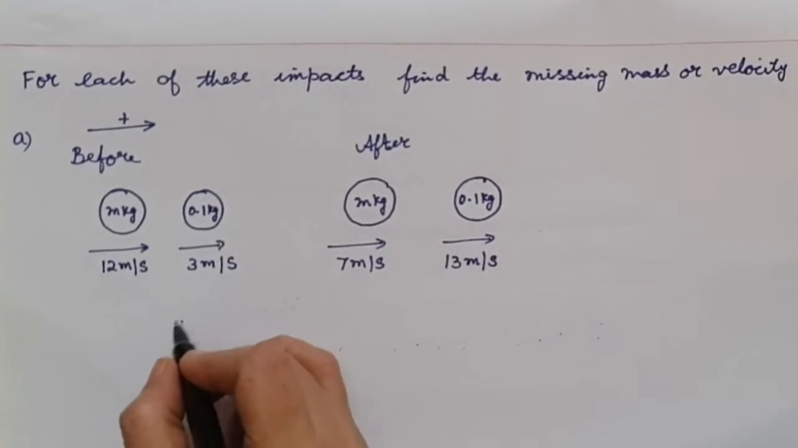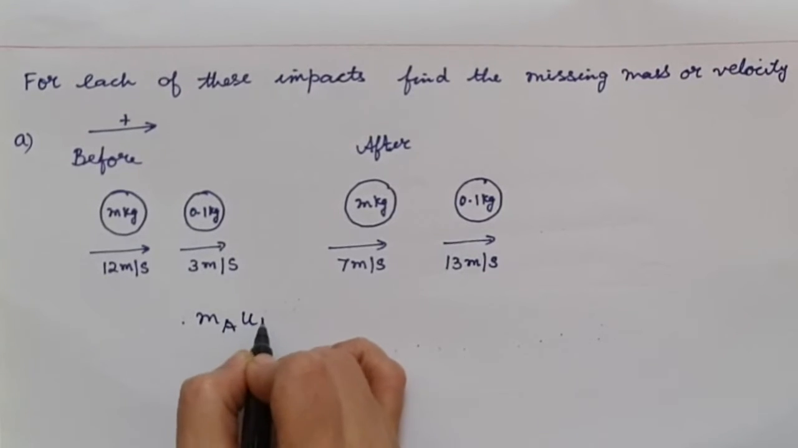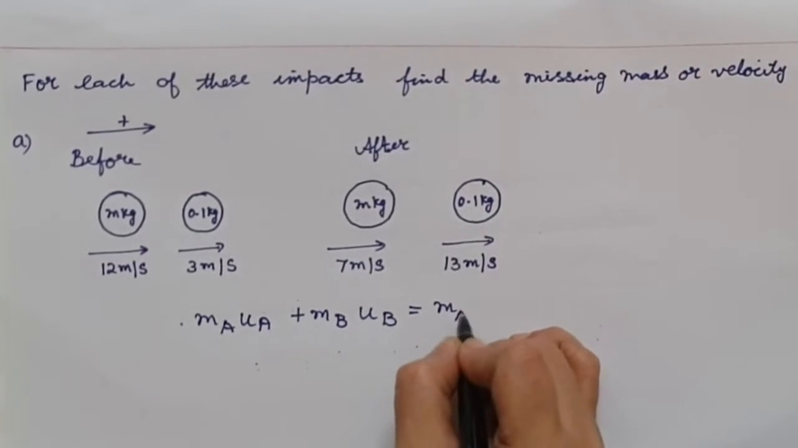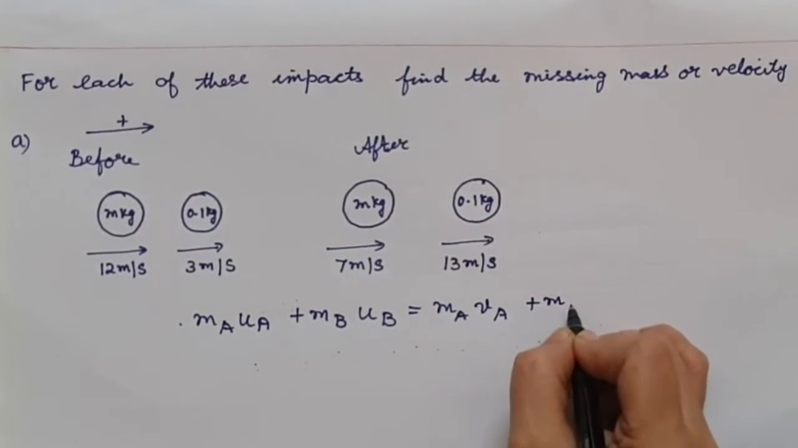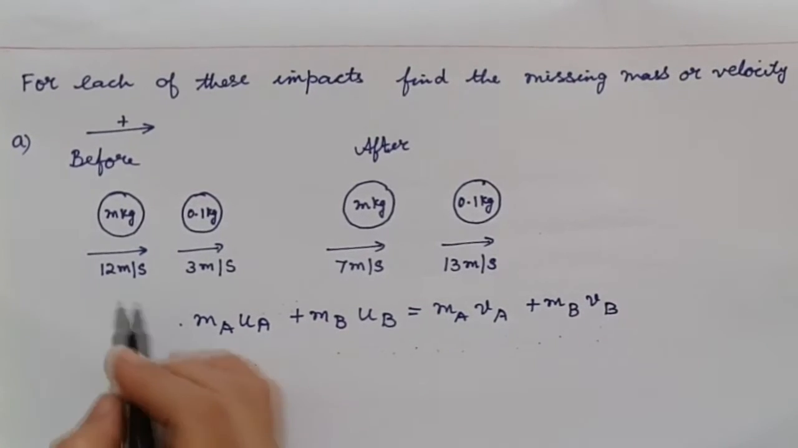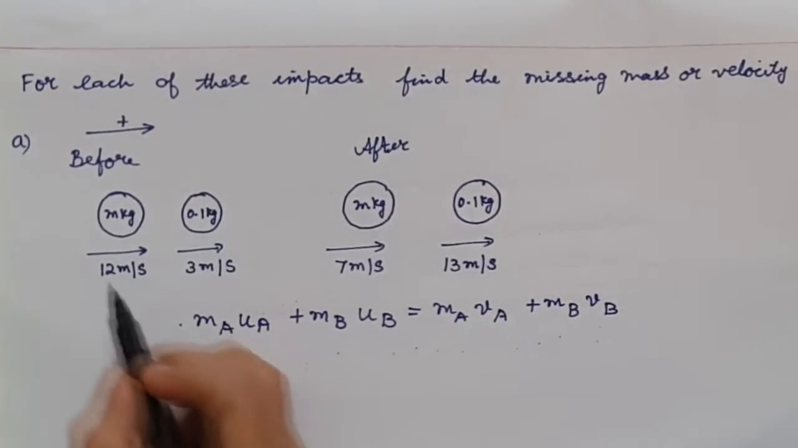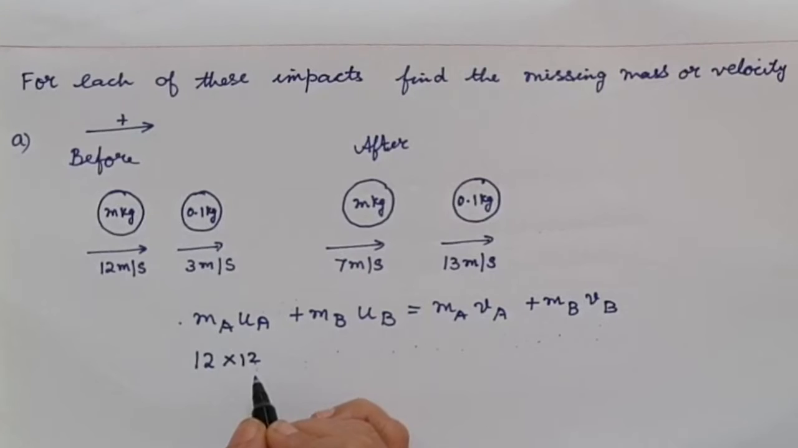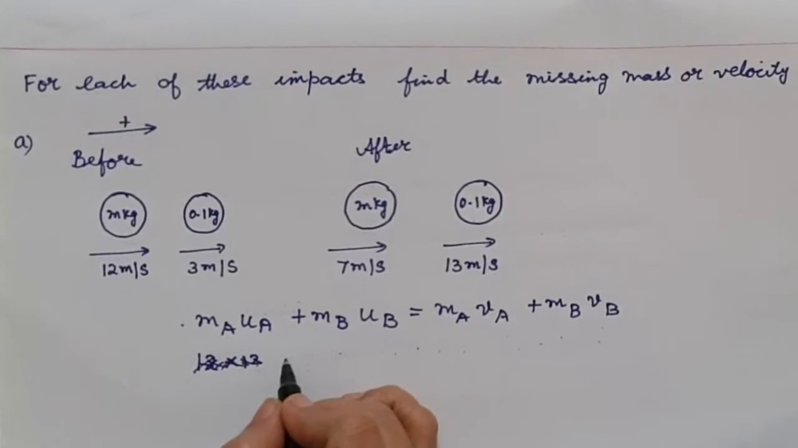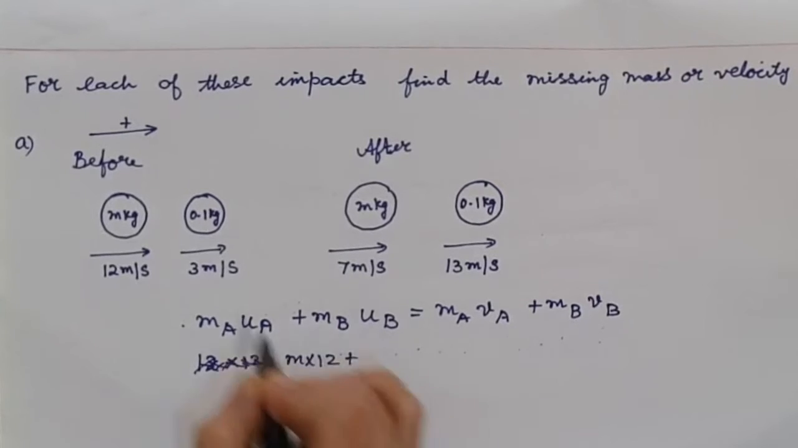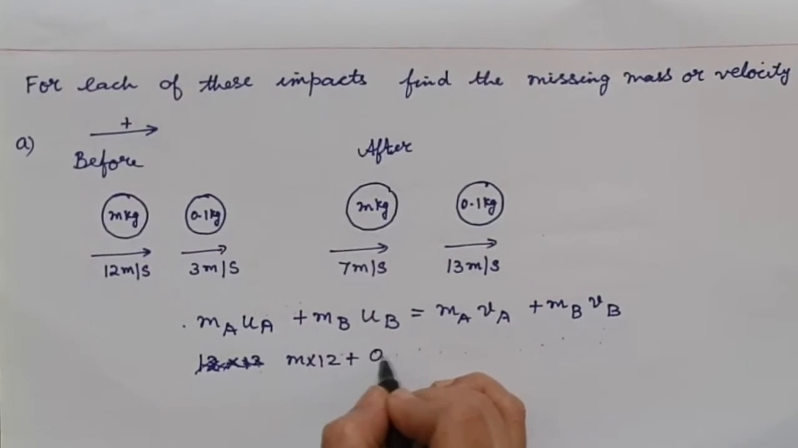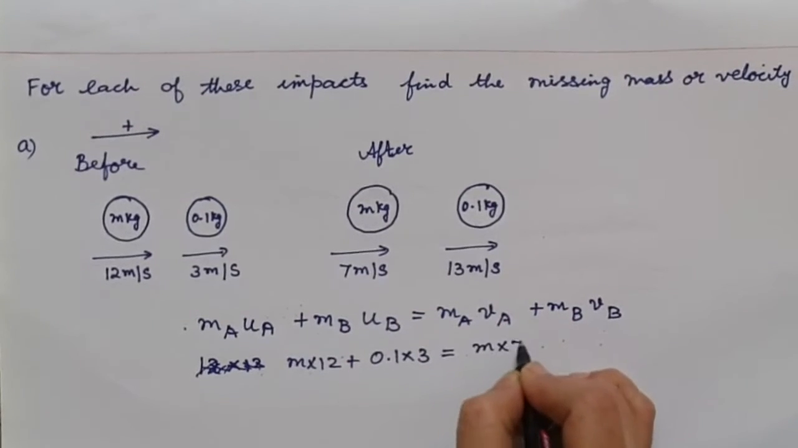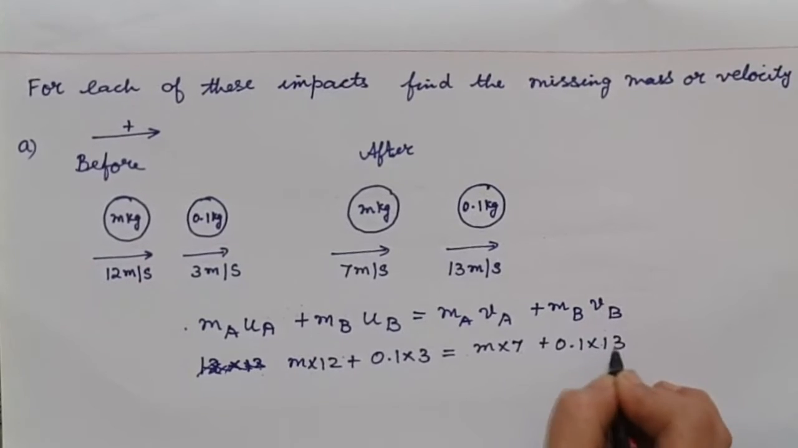By the conservation of momentum, we know that ma ua plus mb ub will be equal to ma va plus mb vb. So now this is ma and this is mb. So here the mass is m and the speed is 12. So m into 12 plus here the mass is 0.1 and the speed is 3. That will be equal to, the direction is the same, so m into 7 plus 0.1 into 13.